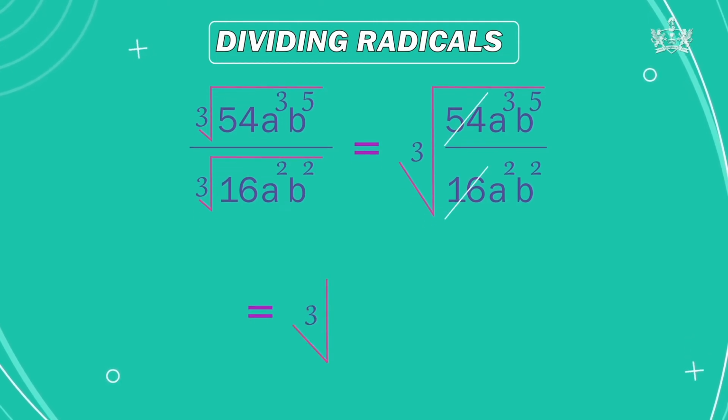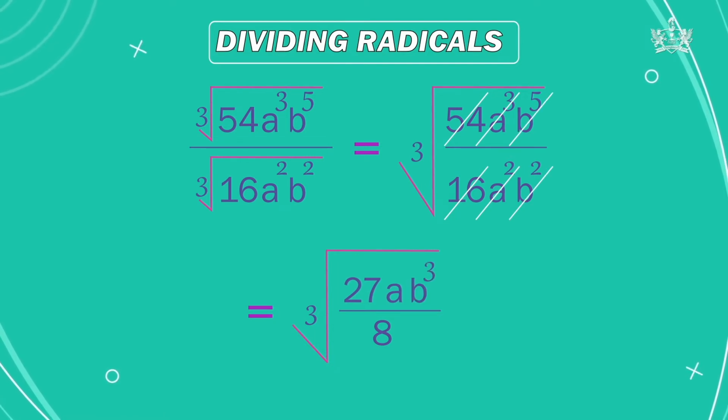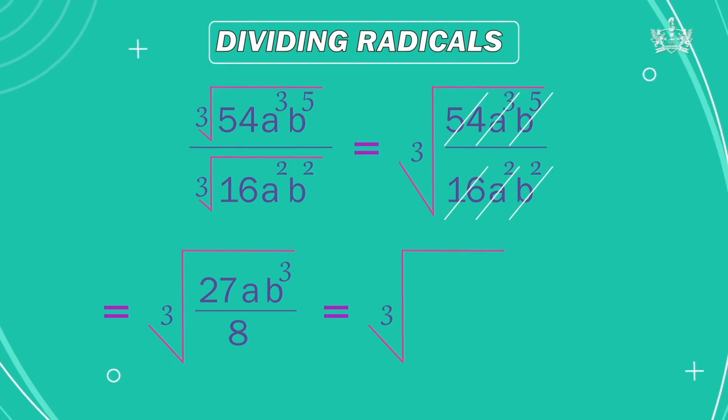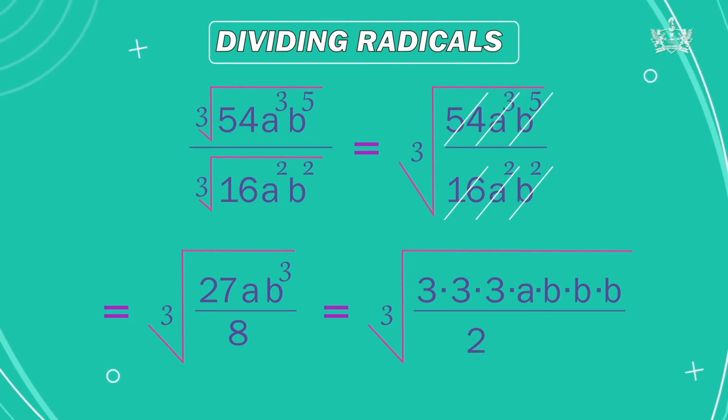54 over 16 simplifies to 27 over 8. A cubed over a squared just leaves 1a. B to the 5th power over b squared just leaves b cubed in the numerator. Then we can break it down into prime numbers. We have the cube root of 3 times 3 times 3 times a times b times b times b, all over 2 times 2 times 2.